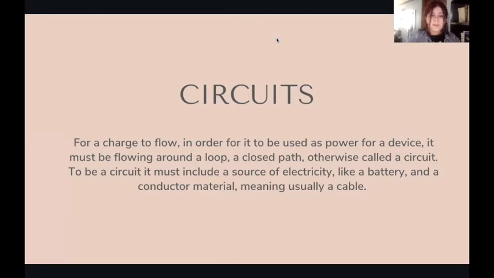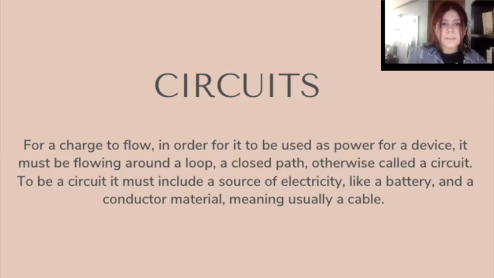For a charge to flow, in order for it to be used as power for a device, it must be flowing around a loop, a closed path, otherwise called a circuit. To be a circuit, it must include a source of electricity, like a battery, and a conducting material, usually a cable. All this in an arrangement that forms a loop. As my teammate will explain, conductors are what help electricity flow.